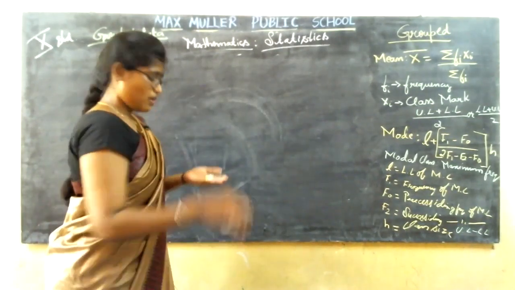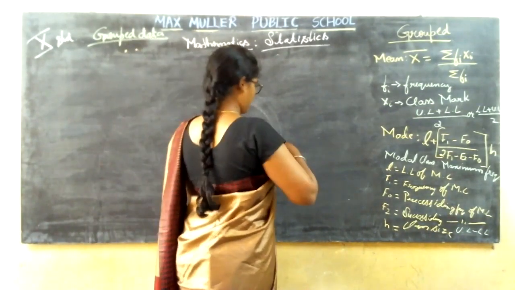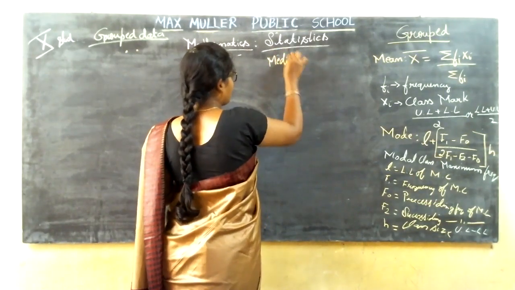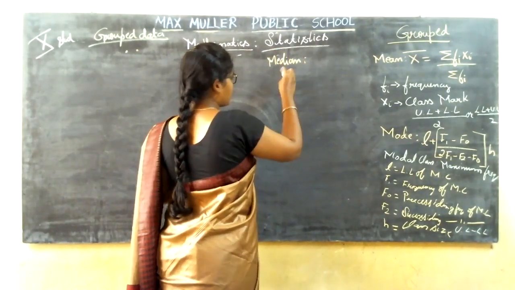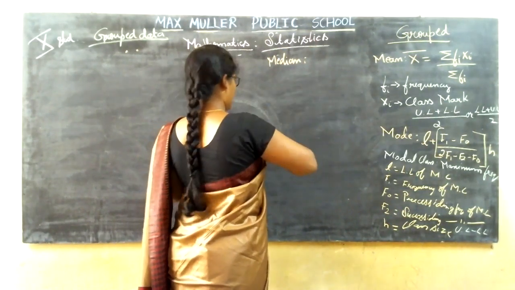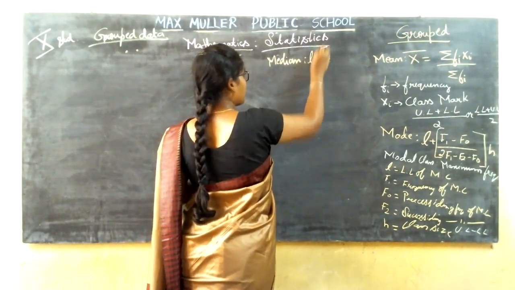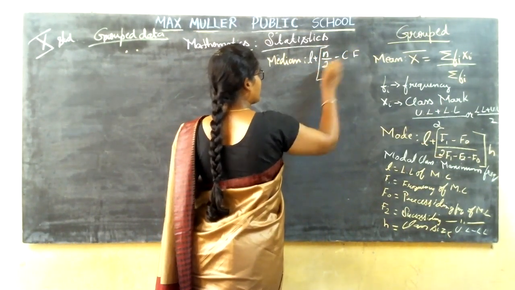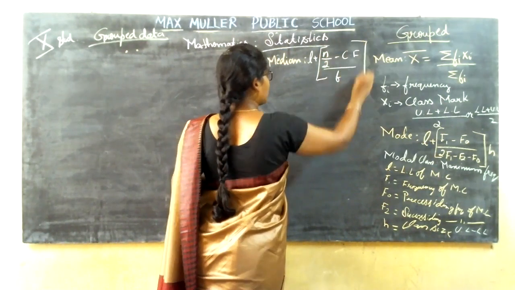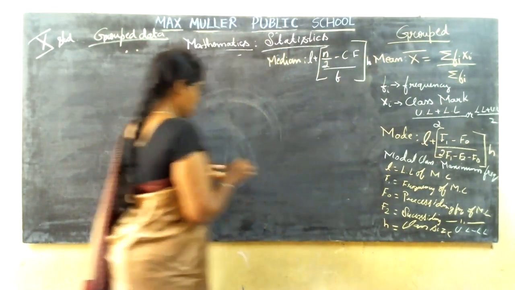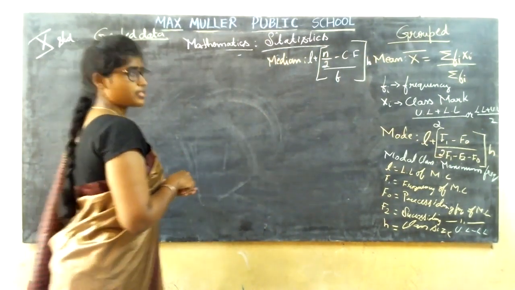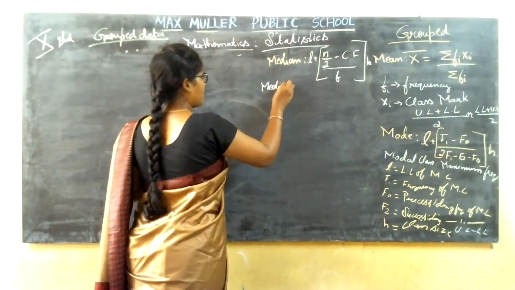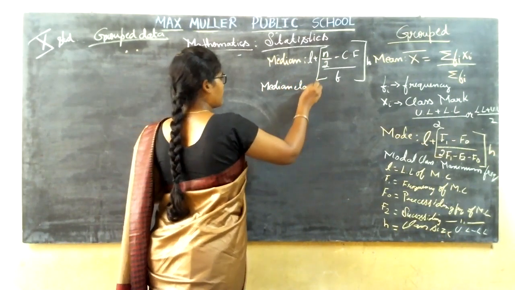Now let me write the formulae. What is the formula you have learned today? That is the median. How are you going to find the median? What is the formula for finding the median? It is L plus n by 2 minus Fi divided by F into H. Correct? Now, before finding the median, what is the first thing you are going to find? You are going to find the median class.